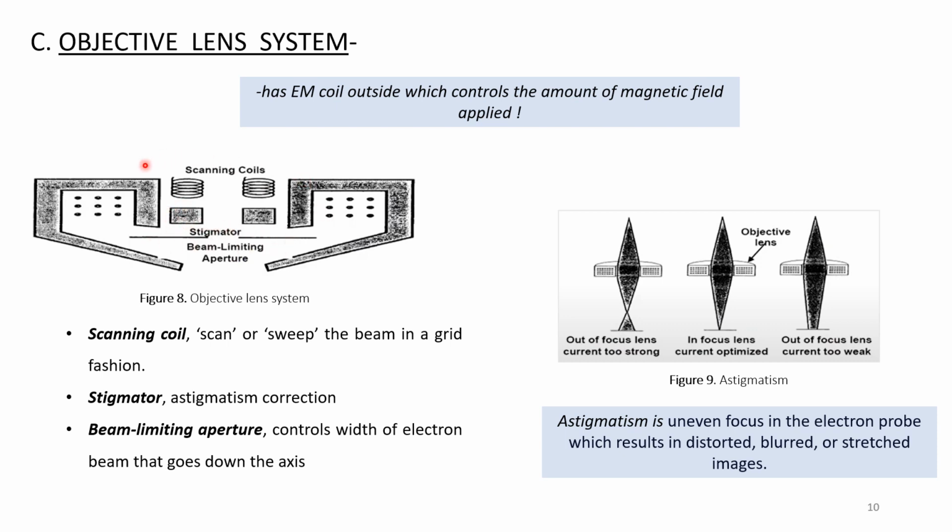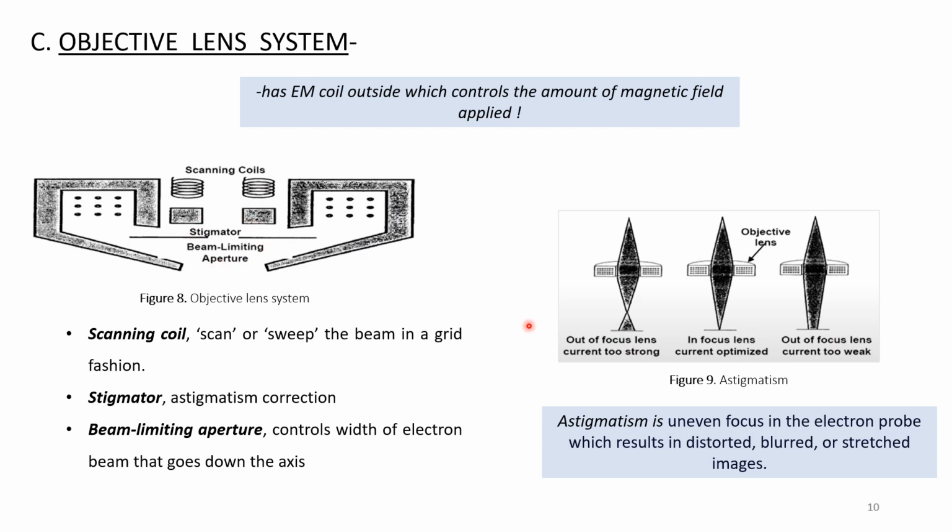The scanning coil scans or sweeps the beam in a regular fashion onto the sample. The stigmator is used to correct the astigmatism, if present. Next is the beam limiting aperture. The beam limiting aperture controls the width of the electron beam that goes down the axis onto the sample.